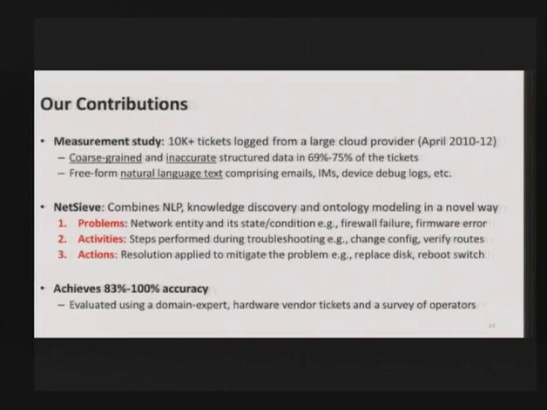In particular, NetSieve extracts 3 key features from a given ticket, like I was mentioning. First, what problems were observed? For instance, did the operator observe a firewall failure or a firmware error inside the given ticket? Second, what steps were taken during debugging the problem? Did they check if the configuration file was changed recently? Or did they verify the existence of valid routes? And third, what were the actions taken to resolve the problem? Did they replace a network card or did they just replace the entire device? We evaluated NetSieve on a large ticket dataset and our results are reasonable, in fact.